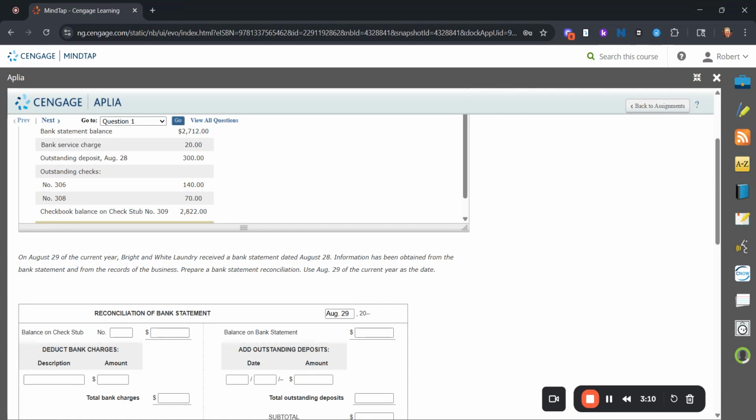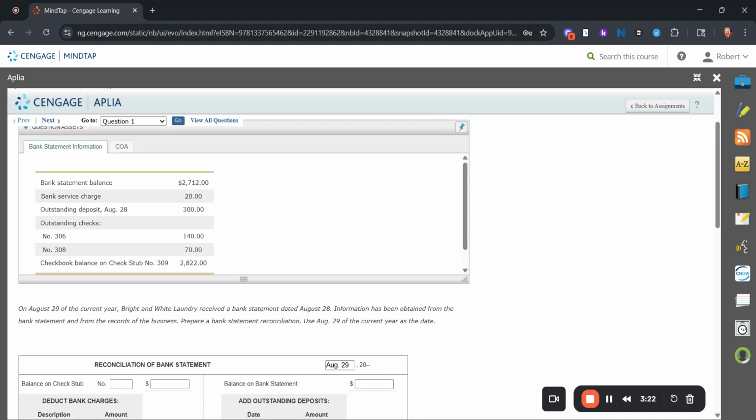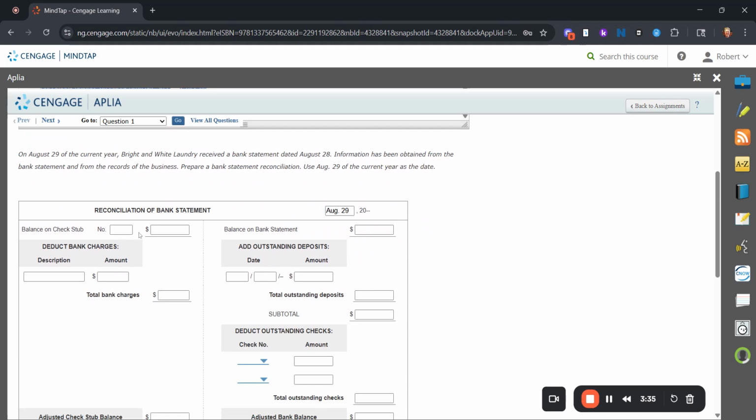Then on the left side, we've got balance on check stub number, blank, in a blank spot, so we can look up at our instructions. And we find that at the bottom of the list, check book balance on check stub 309 is 2822. So put the check number there, 309, and then the balance, $28.22.